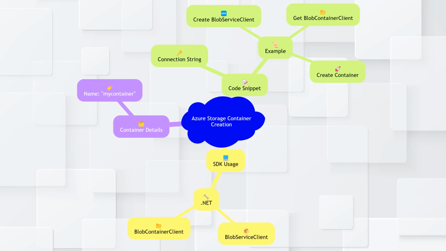For example, you can use the following code snippet: BlobServiceClient equals new BlobServiceClient connection string. BlobContainerClient equals blobServiceClient.GetBlobContainerClient my-container. Await containerClient.CreateAsync. This code connects to the storage account and creates a new container named my-container.